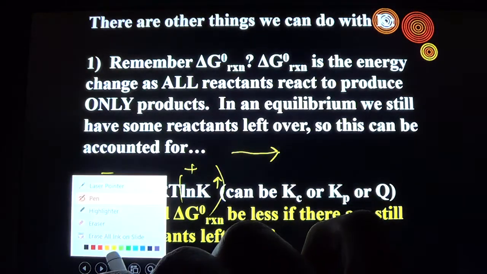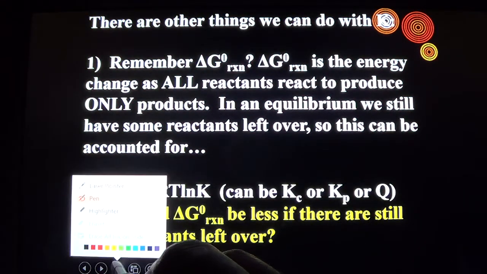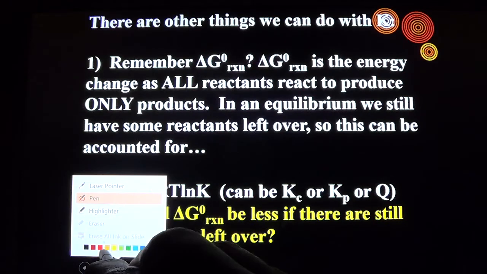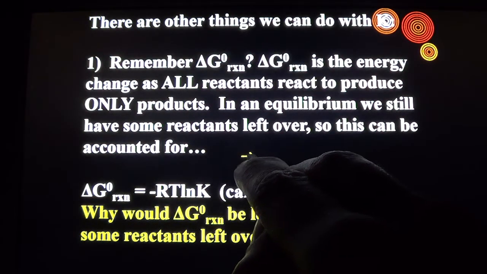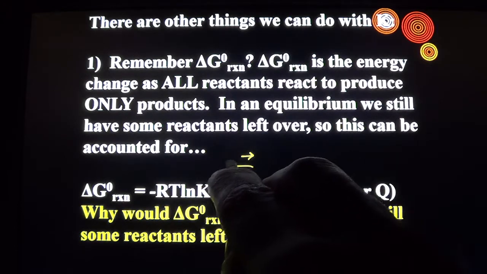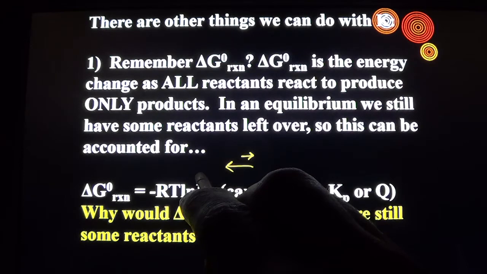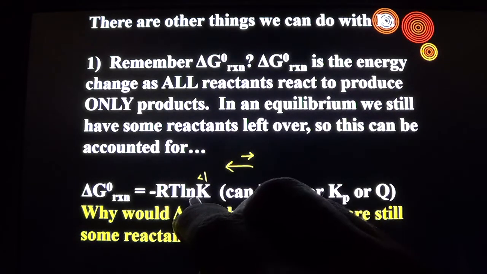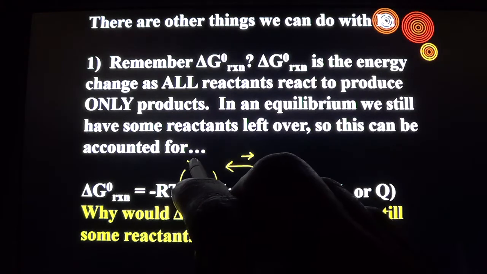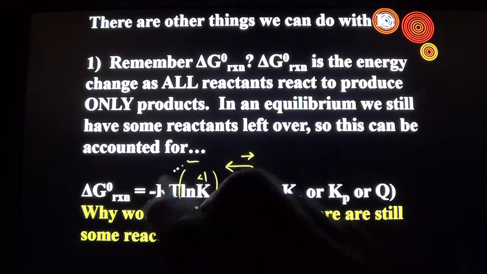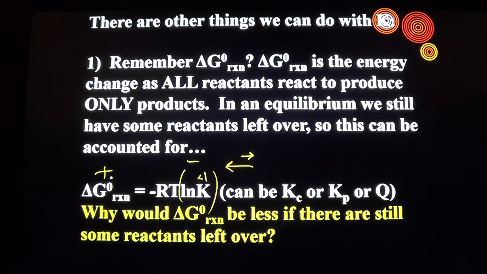What if it was not that? What if it was not a spontaneous reaction? In other words, what if just a little bit of reactants made products and a whole lot more products made reactants? Well, K itself would be a number less than 1. The natural log of a number less than 1 is a negative, and when we subtract that negative, that makes delta G positive, and we would say it's not spontaneous.